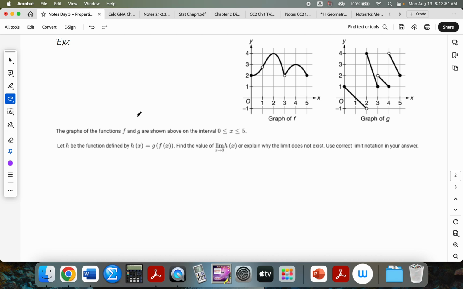Okay, the first time I saw one of these, I was greatly confused. Because here's what I did. I was like, okay, as x approaches 3, f approaches what? 2. And so I went, all right, the limit then will be, what does g approach as f of x approaches 2? And I went, oh, there is no value. So I put it does not exist, which is the incorrect answer. So here's what we're going to do.